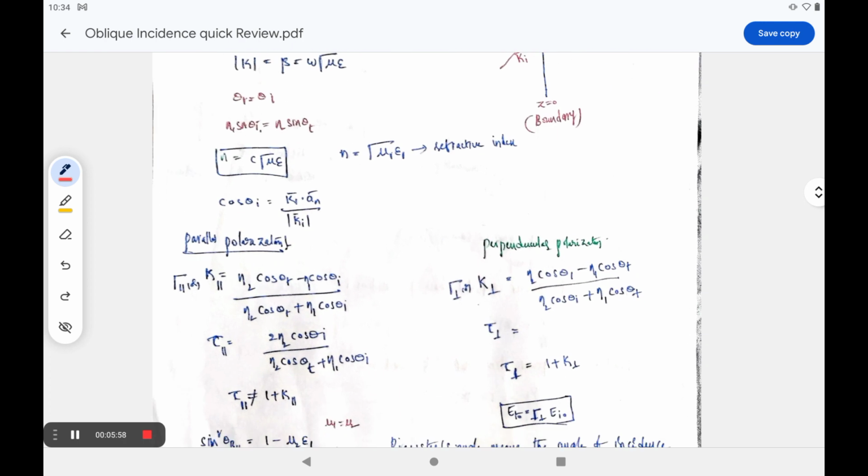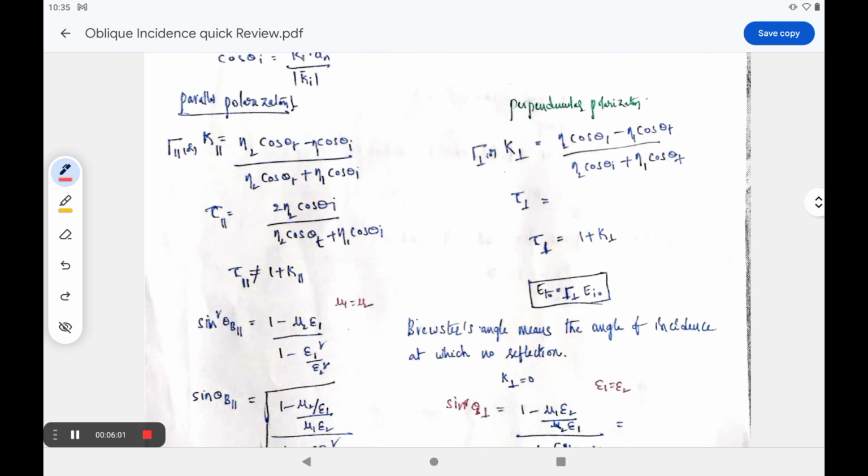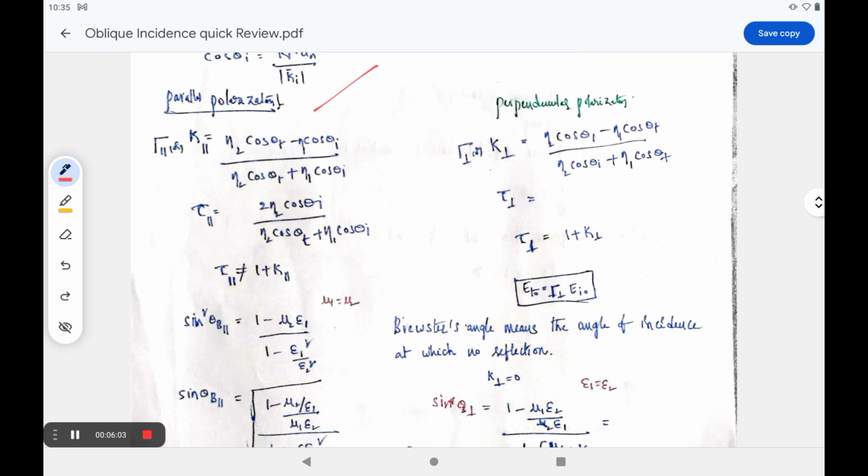In case of oblique incidence, we have two types of polarization. One is parallel polarization, the second is perpendicular polarization. This is the formula for parallel polarization, where the reflection coefficient is n2 cos theta t minus n1 cos theta, divided by n2 cos theta t plus n1 cos theta. If you observe closely, this is a very similar equation, with just an interchange of values: n1 cos theta is the first term, n2 cos theta t is the second term. So only the values are interchanging.